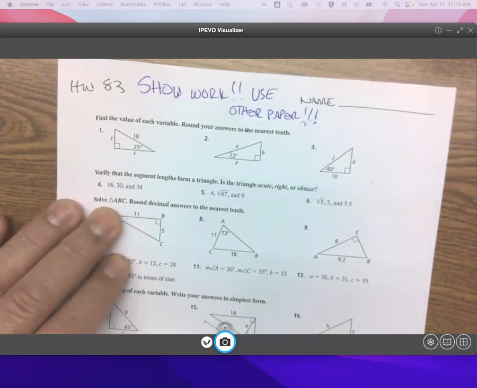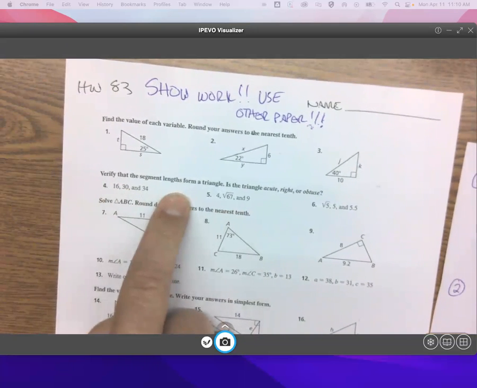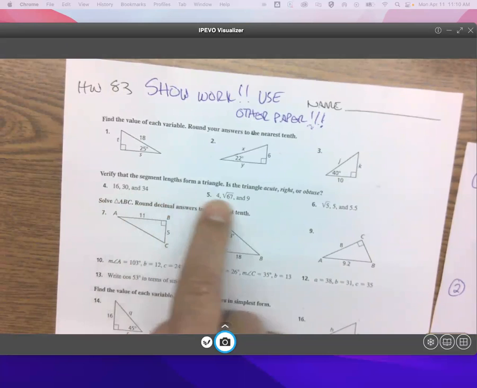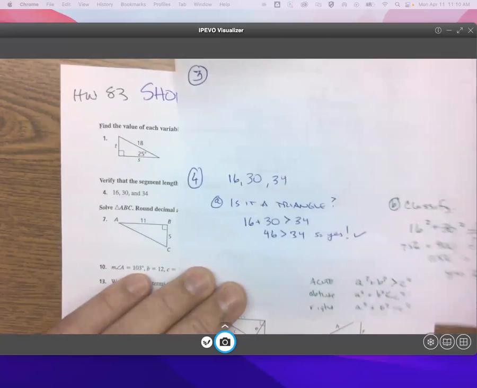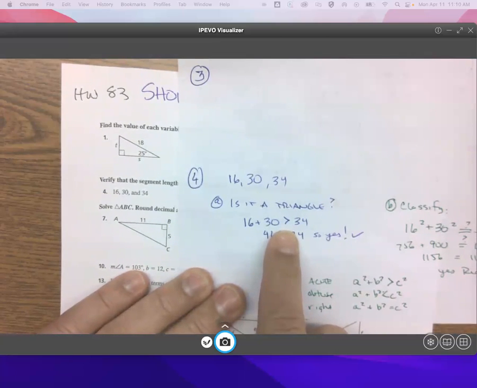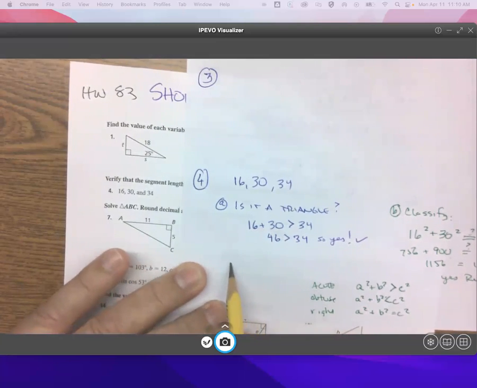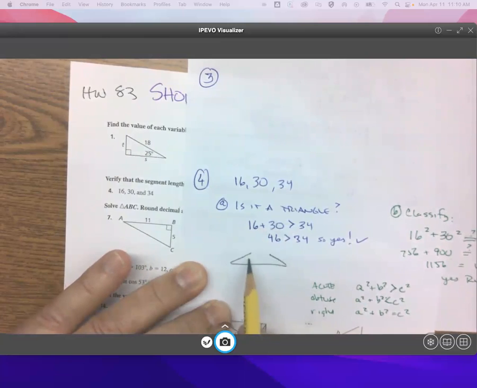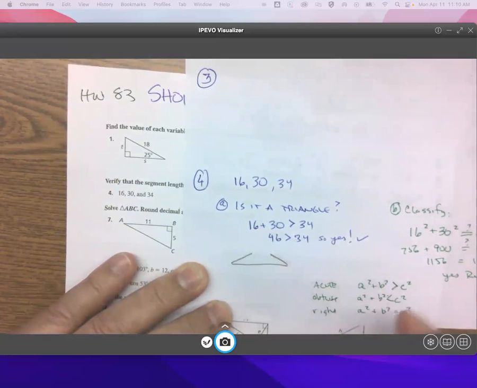For numbers 4, 5, and 6, it's asking us to do two things. It's saying verify that the lengths form a triangle, and then is the triangle acute, right, or obtuse? You may remember that we talked about establishing if it's a triangle by adding the two smaller sides together and making sure it's greater than the longest side. If in fact the sum of these two is greater than the longer side, then we're not stuck with one of these positions where these two legs are not long enough. So since this is greater than 34, we can say, yes, it's a triangle. That takes care of the first part.